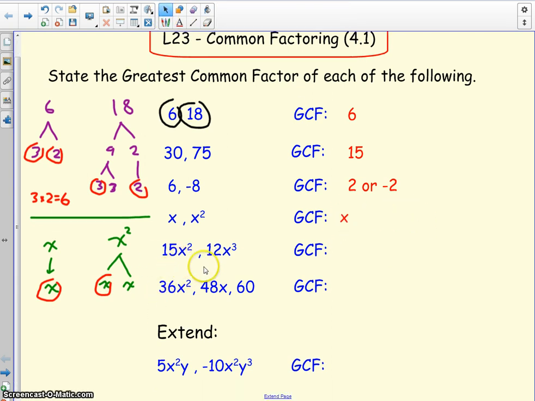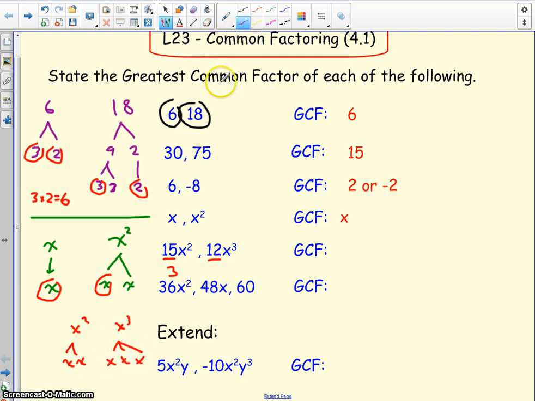Looking between 15x squared and 12x cubed, you can take the same approach if you like. Deal with the coefficients first, at least I would. So between 15 and 12, the GCF would be 3. And between x squared and x cubed, if you think that x squared has 2 x's that multiply to make it up, and x cubed actually has 3 x's, well then in common is going to be 2 x's, or x squared. So you wind up with a GCF of 3x squared.